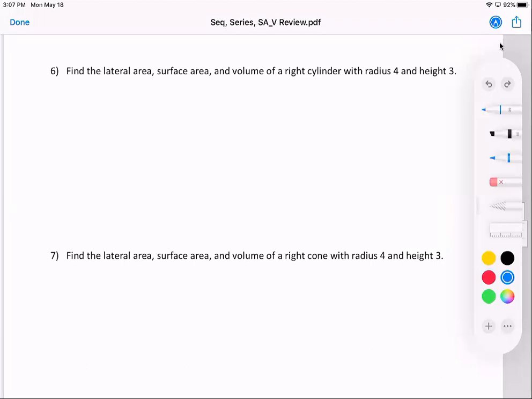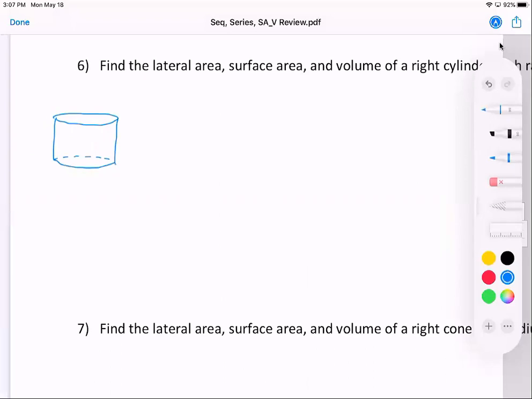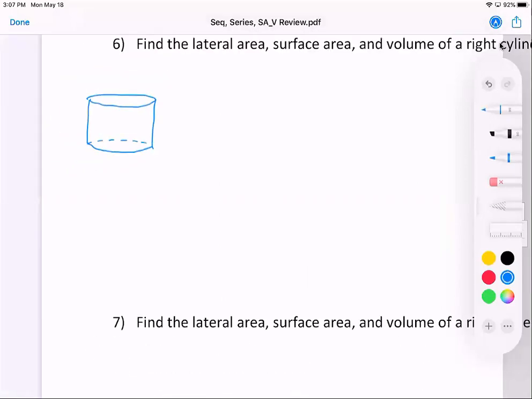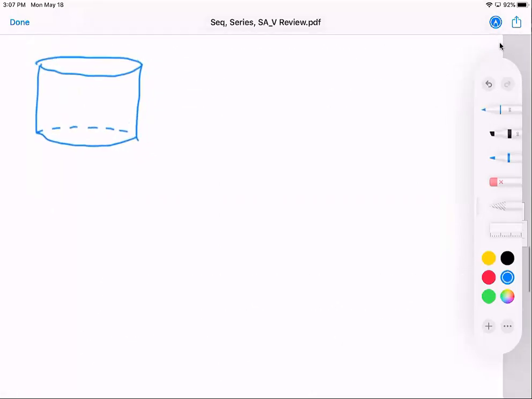So let's do a quick sketch. So we have a cylinder that is wider than it is tall. Maybe get rid of this one, and we'll go like this. There we go. So there's our cylinder. We have a radius of 4 and a height of 3. So the height of the cylinder is 3, and the radius of the cylinder is 4.